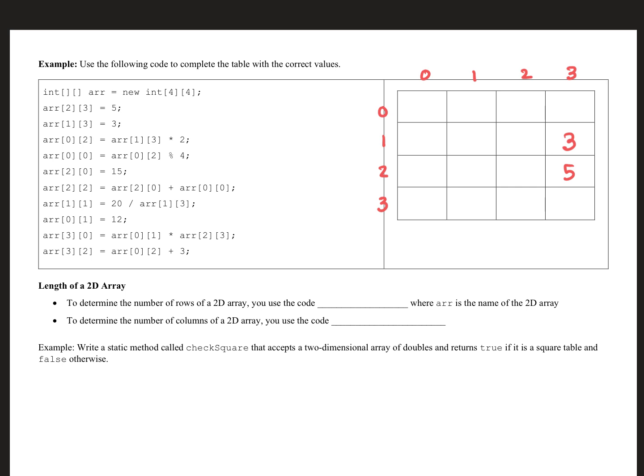At row 0, 2, we're going to take what's at 1, 3, which at 1, 3 was 3, multiply it by 2, so it's going to be 6. So 0, 2 would be 6. We're going to take what's at 0, 2, which we just found out was 6, and we're going to mod it with 4, which is 2, so it's going to go in 0, 0.